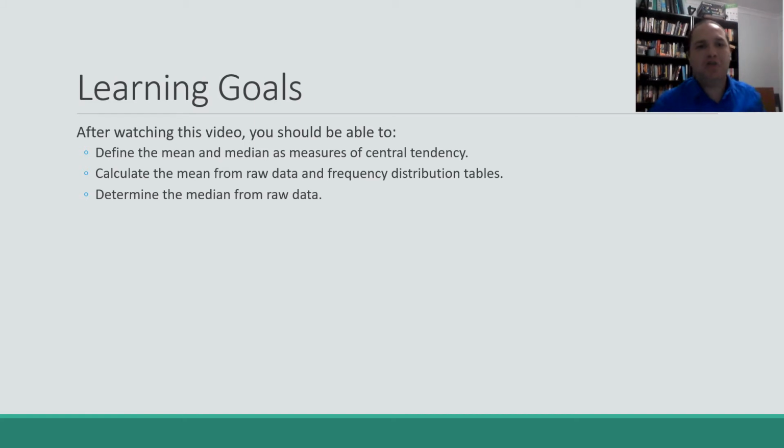So after watching this video, you should be able to define the mean, median and mode as measures of central tendency. You should be able to calculate the mean from raw data and from frequency distribution tables, and also determine the median from raw data.